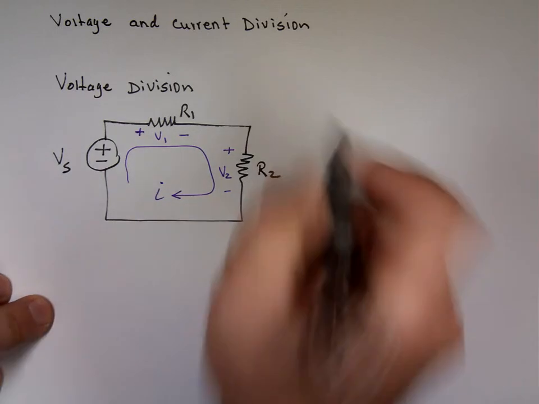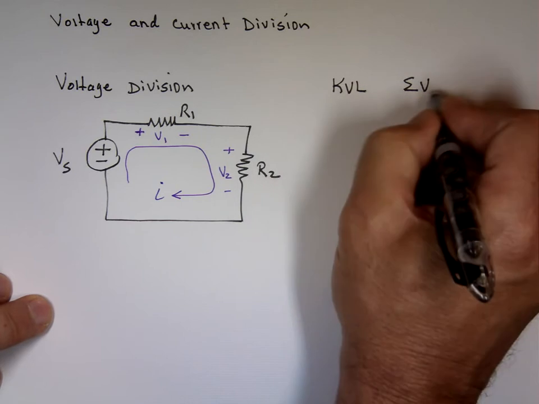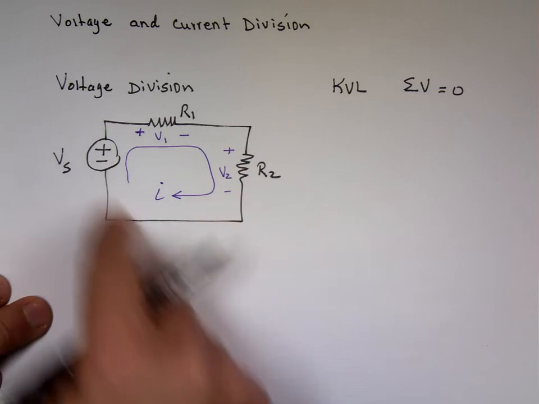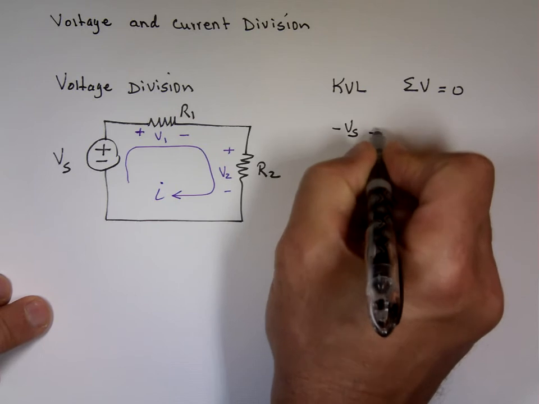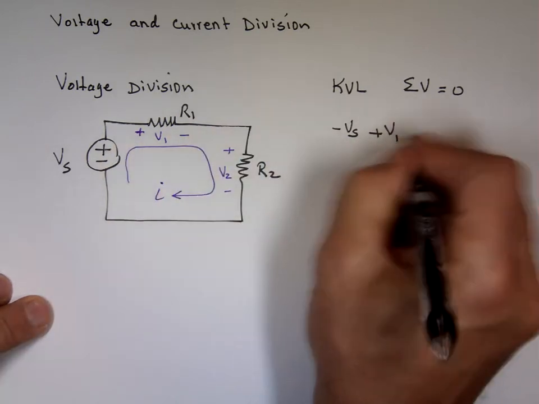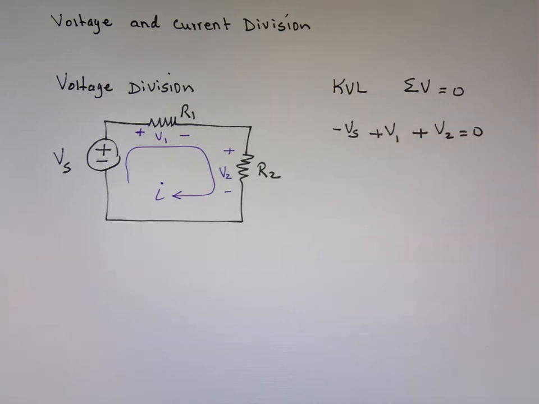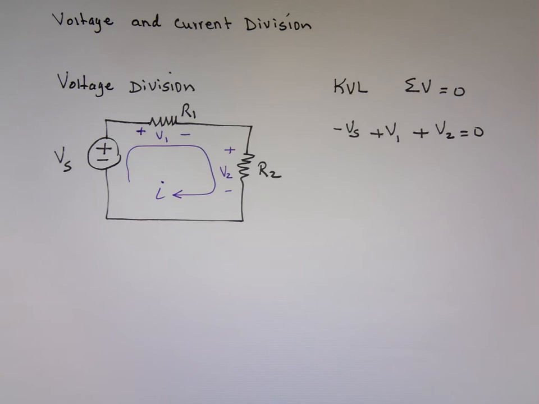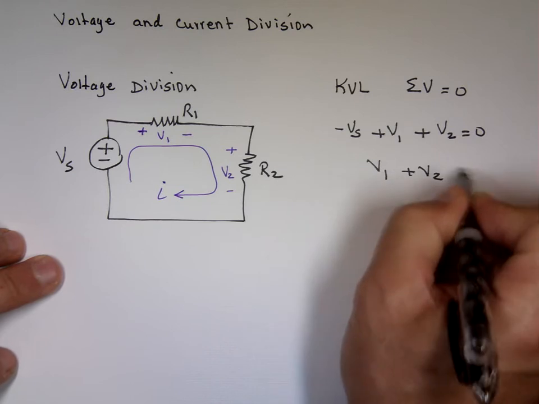So if you do KVL, Kirchhoff's voltage law, which says the sum of the voltages in a closed loop is equal to 0. Let's add all the voltages in a closed loop. Minus to plus, I'm going to use minus Vs. Plus to minus, I'm going to use plus V1 plus V2 is equal to 0. Now I'm making the assumption that I know what Vs, R1, and R2 are. I'm just not giving you numbers for them. So my equation becomes V1 plus V2 equals Vs.